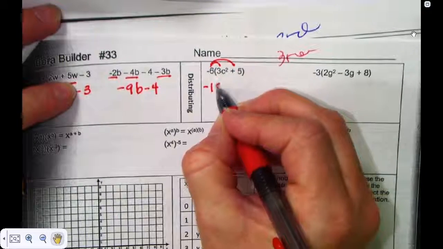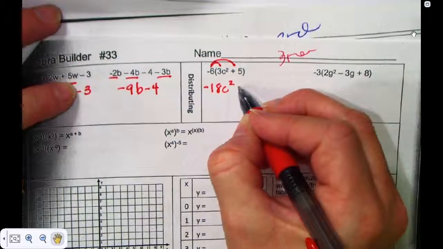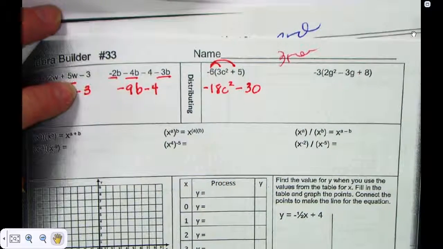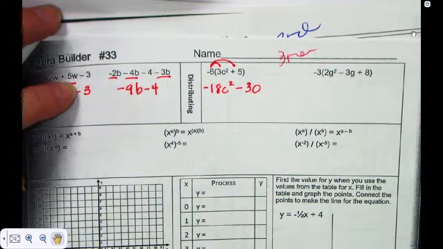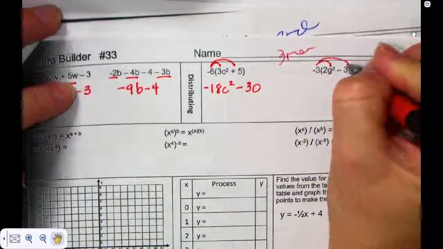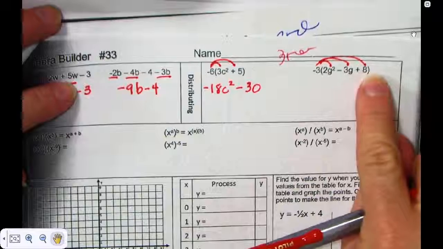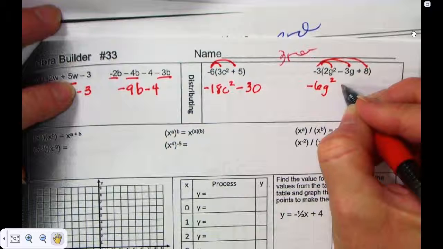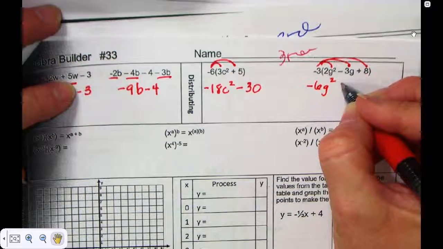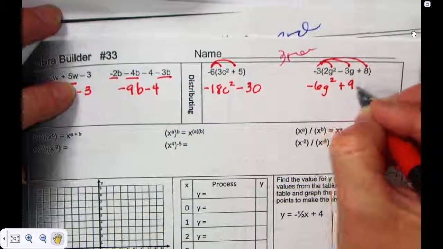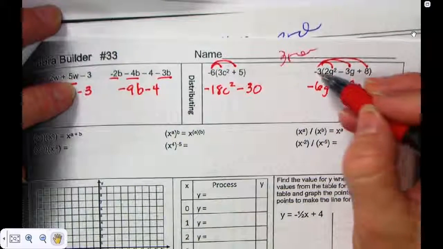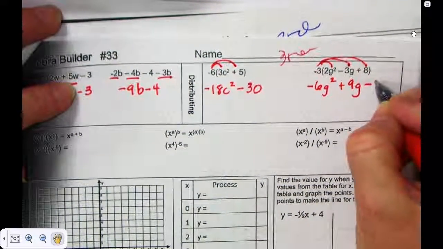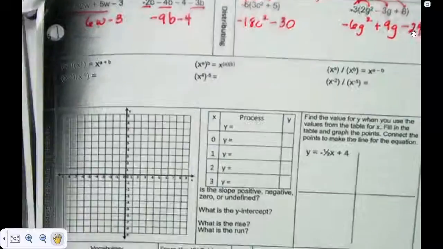Negative 18C squared minus 30. Awesome. You see how we got negative 30 minus 30? Okay, now we're going to multiply negative 3 by all three of those terms. This is called a trinomial. So this is going to be 6G squared plus 9G. Why is it plus? Negative times negative is positive. And then minus 24.